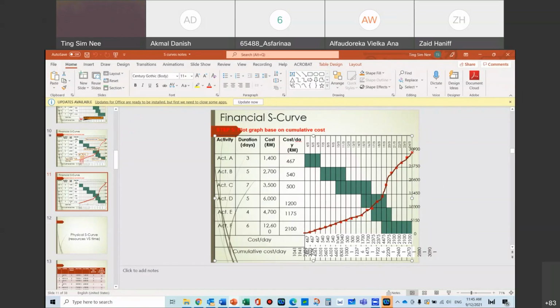Okay? And from the other perspective, if I'm the contractor, I can use this technique also to monitor my financial matters. Okay? With my PV, I can actually go to my accounts section and ask my accountant or my account clerk, can you tell me how much money was spent on the project already at this point in time?